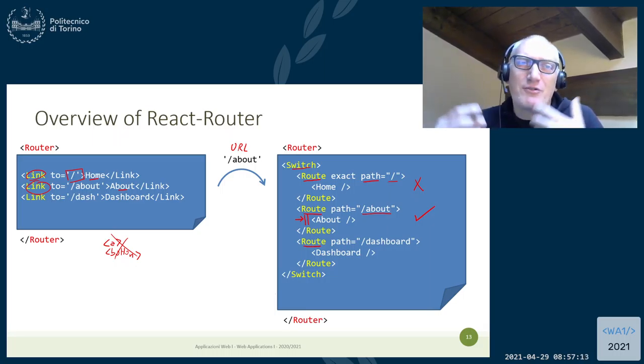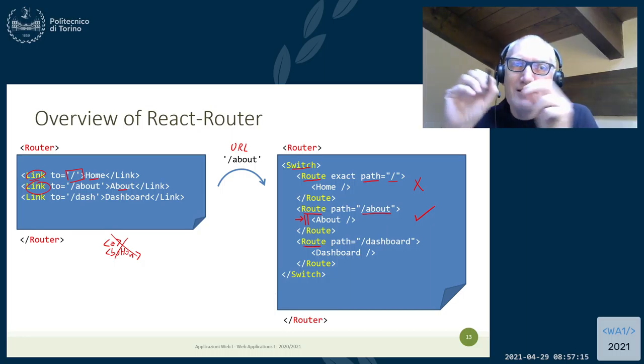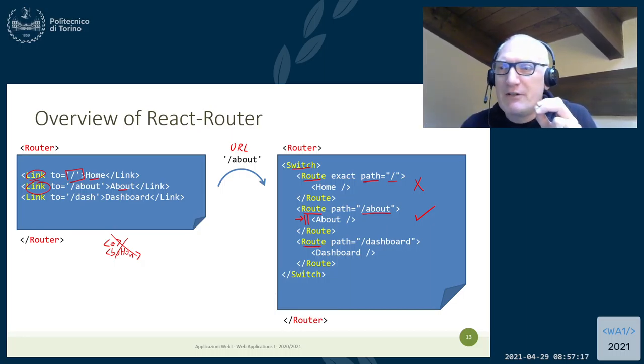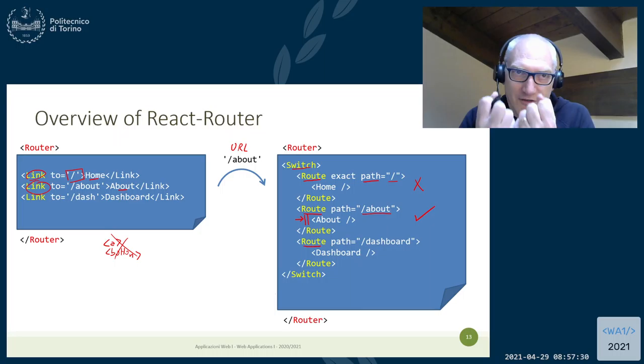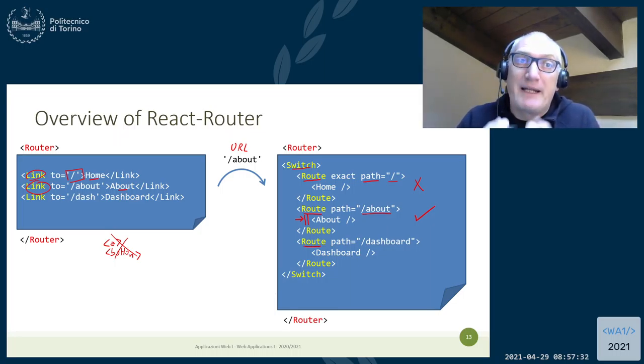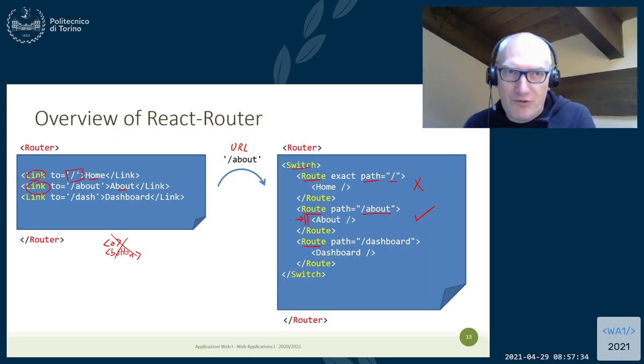So imagine you had a lot of Boolean state variables, and they say, okay, this should be shown, yes or no, and the second part should be shown, yes or no, and you're managing these variables to decide which part of the application to display. All of these variables are gone, they are just summarized into the URL. So by analyzing the URL, you decide what to show.